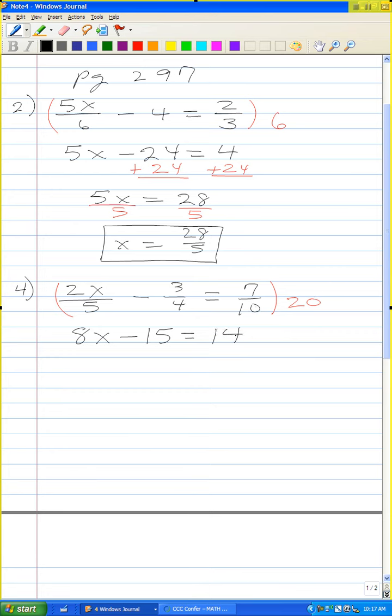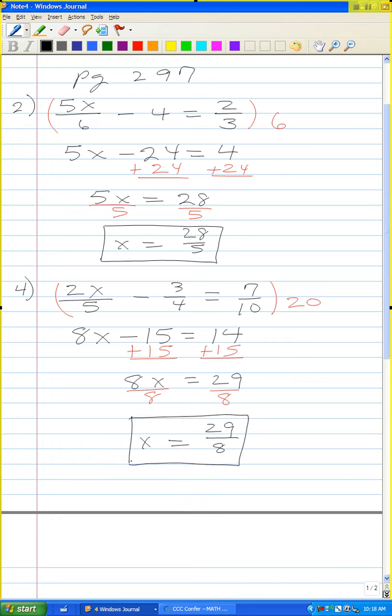Let me add 15 to both sides of my equation. And so 8x is equal to 29. Let me divide both sides of my equation by 8. And so x is equal to 29 over 8. I never divide by 0 when x is 29 over 8. Therefore, that is my solution. Let me do problem number 8.